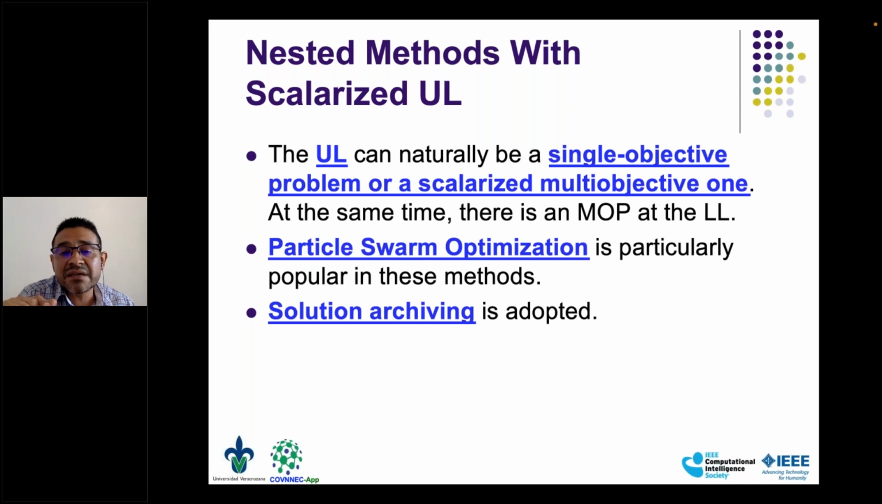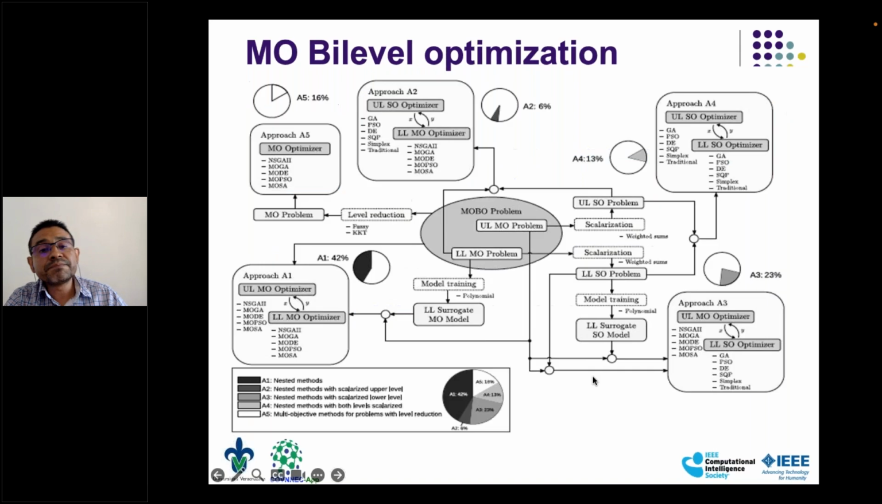And I think that's why researchers have opted to use particle swarm optimization. And also, this is inherited from the multi-objective evolutionary algorithms for single level optimization. Archiving of solutions is also used in these schemes where we use a multi-objective evolutionary algorithm at the lower level.